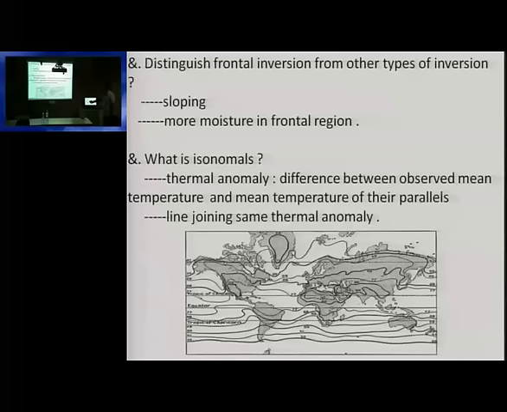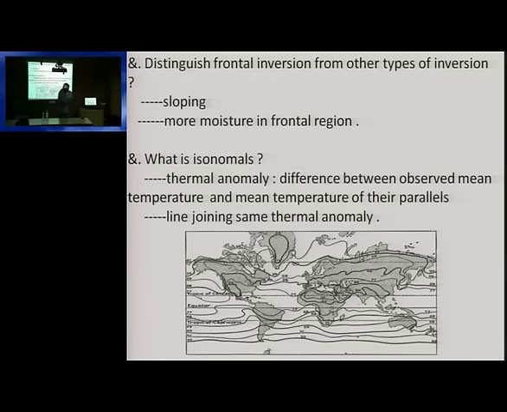What is isonormals? See, this is equator. As we go towards the polar region, temperature reduces. Imagine we have a non-rotating Earth. Here, if we are supposed to draw a temperature belt, there will be equator, there will be more heat here, less heat, lesser heat, it will go. But because of rotating Earth and unequal distribution of land mass, this idealized temperature belt will not stay the same. It will go up and down.